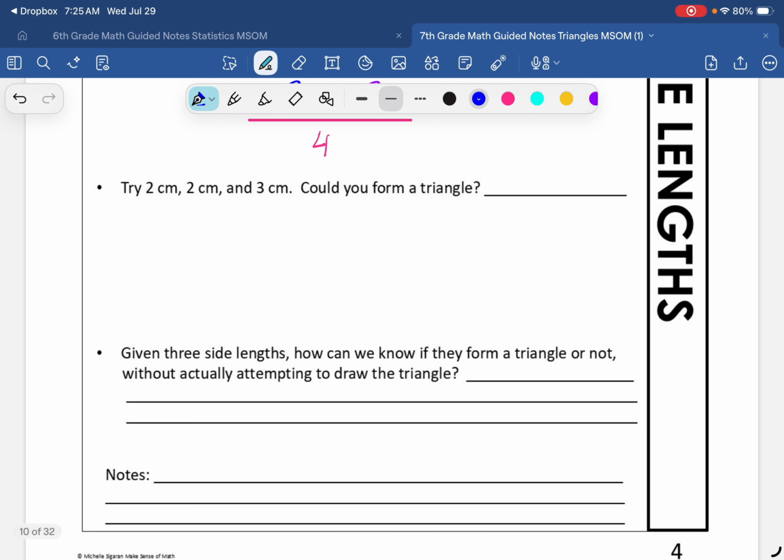Now try 2, 2, and 3. Could you form a triangle? You should have noticed that yes, you can form a triangle out of 2, 2, and 3.